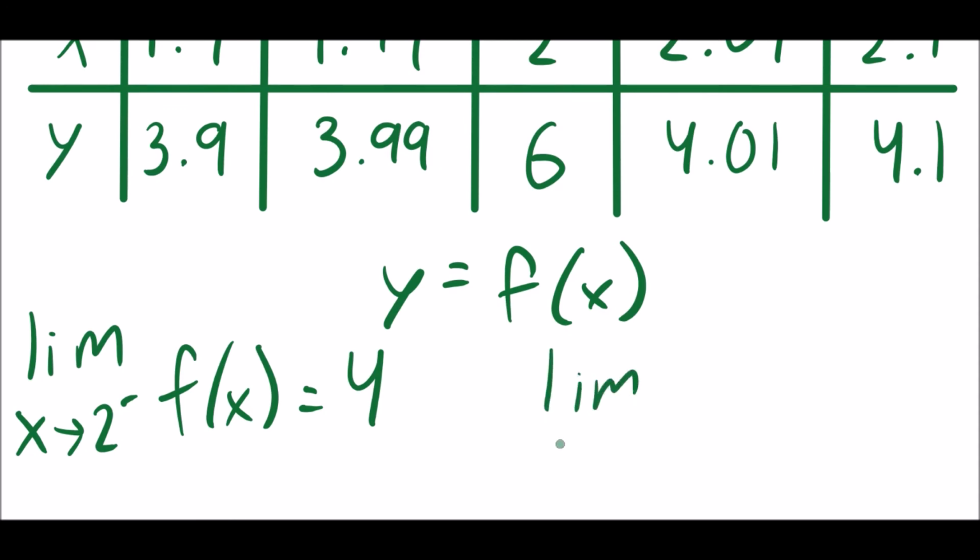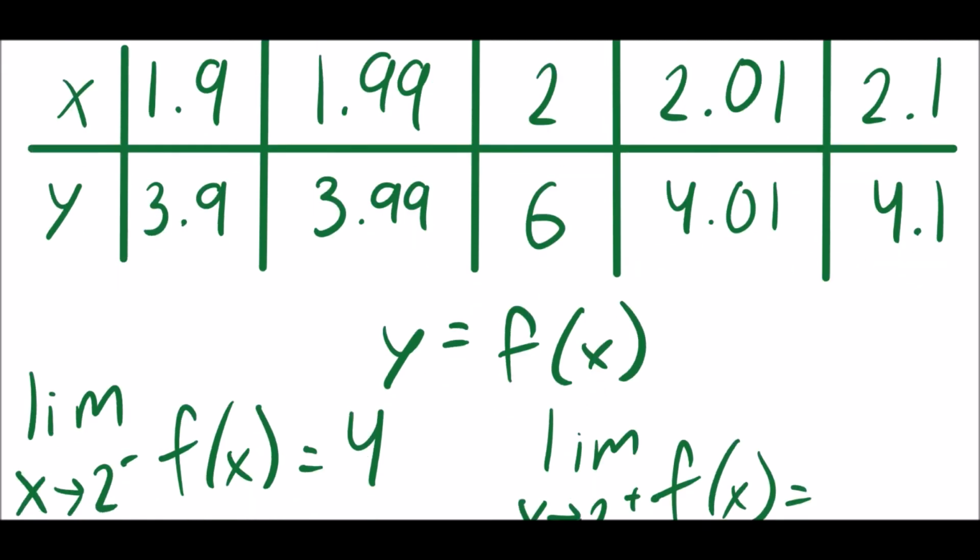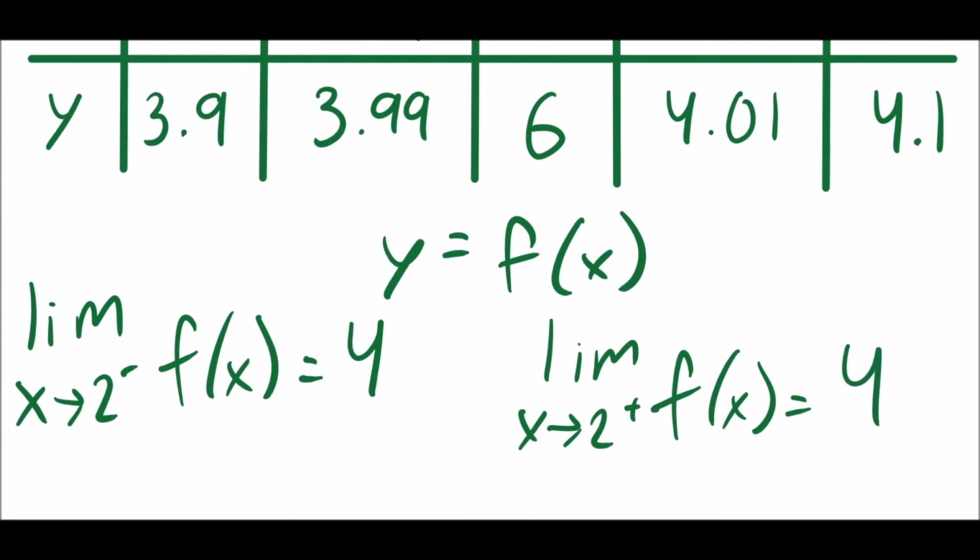And if we try the same thing from the right side, so it'll be the right side limit of f of x. Well, same thought process. As we get closer and closer to 2 from the right side here, it still just wants to get closer and closer to 4 despite that 6 being there. So that right-sided limit should also be 4.